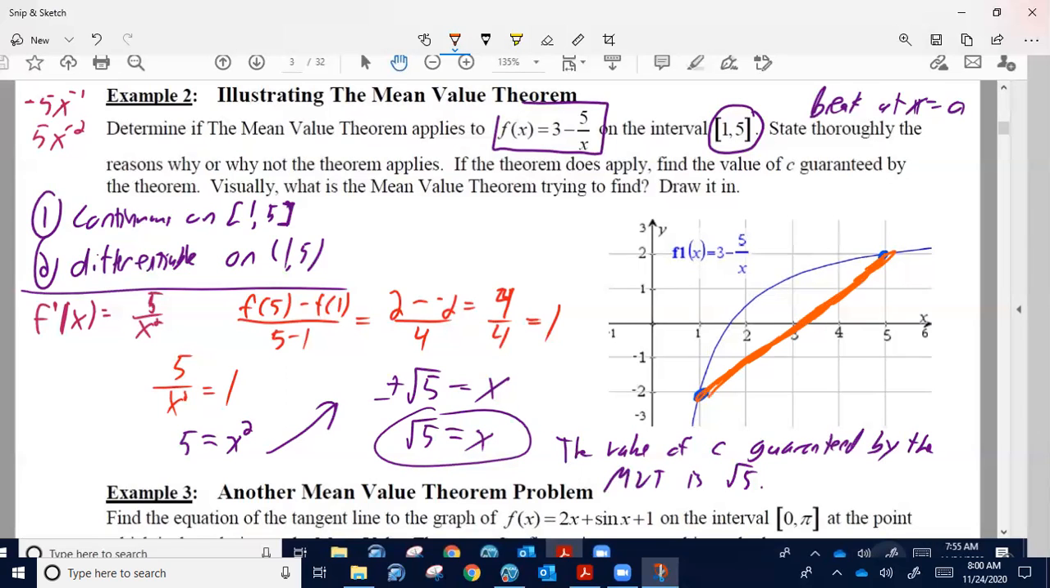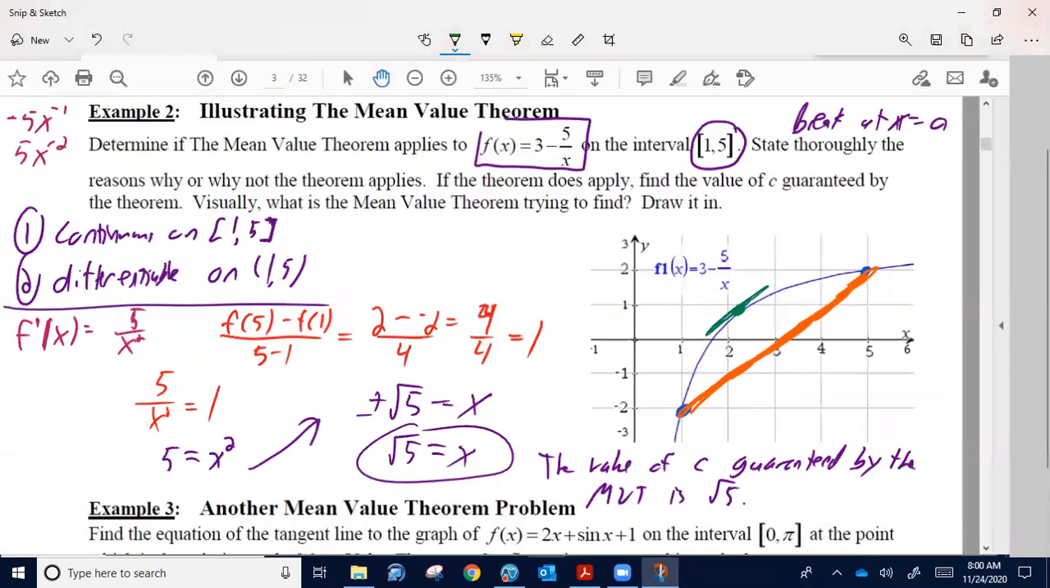Slope of 1, rise 1, run 1. But at radical 5, which is a little bit bigger than 2, somewhere in here, the tangent line brushing up against this curve also has a slope of 1. It's identical. Derivative must equal the slope somewhere. Average rate of change must equal the instant rate of change. The tangent line must equal the secant line, somewhere in that gap.